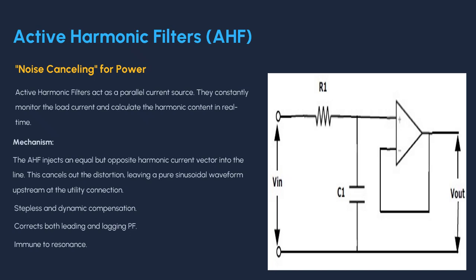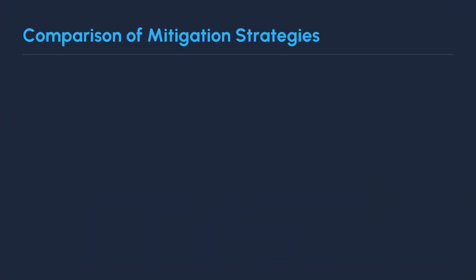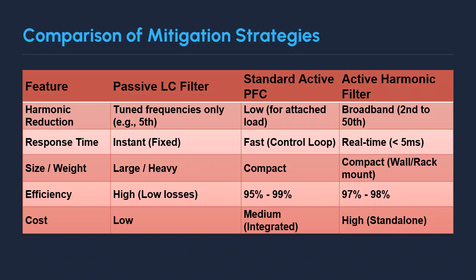Comparison of mitigation strategies. To summarize our options, here is a quick comparison table. Passive filters are cheap and reliable but offer limited, fixed harmonic reduction. Active PFC is integrated into the load and provides extremely clean power for that specific device, but it's not a global solution. The active harmonic filter, though the highest in cost, offers the most comprehensive, dynamic, and broadband harmonic cancellation, making it the preferred choice for industrial and commercial facilities facing complex, mixed harmonic issues.